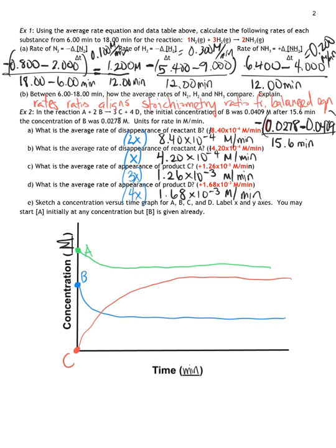And then D also starts at the same point as C because it's a product, and it's going to increase even more so. So you're seeing an increase that's even more so. And so this is D, C, B, and A. Okay?